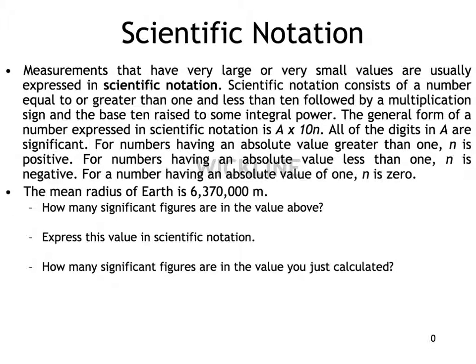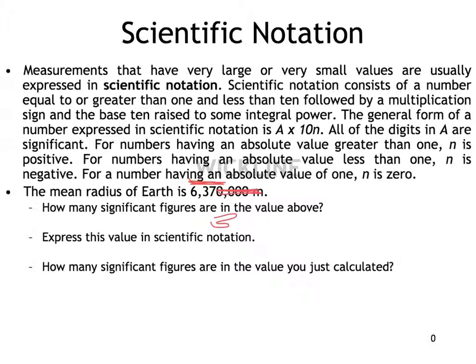Let's take a look at this question. The mean radius of Earth is 6,370,000 meters. How many significant figures are in the value above? I'm seeing only 3, so not counting really any of those zeros, and that's because the decimal was not showing. So I'm just going to go with 3 significant figures.